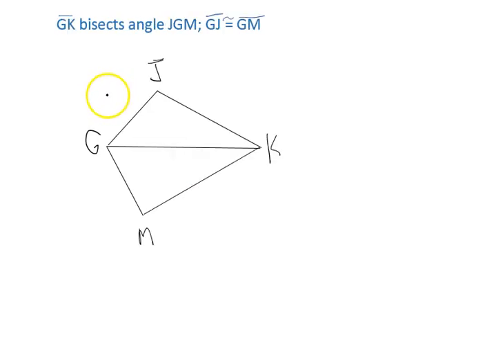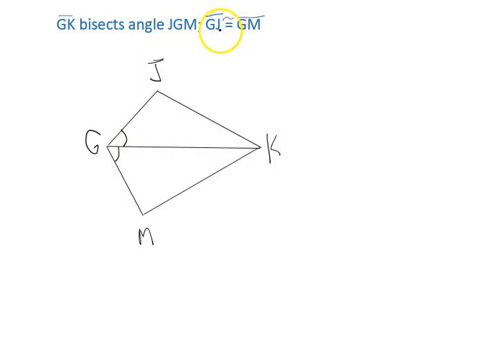Okay, here is another situation where we have a blank set of triangles and some information given to us. And again, in that situation, we want to mark what we know. The first thing says GK, segment GK, bisects angle JGM, so that's this top angle here. And that means that this side and this side would be equal. So I can mark that.